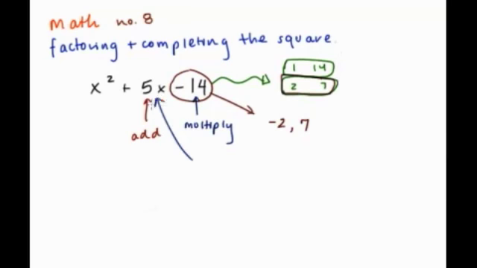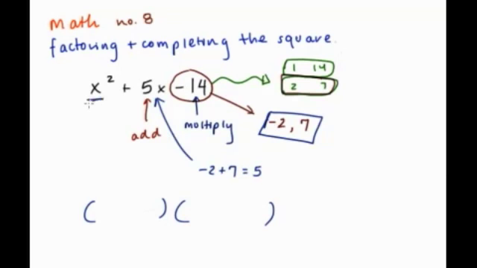So now I go back to this 5, and I quickly see if it works. Does negative 2 plus 7 equal 5? Yes, it does, so it works. This is the pair that we need. So what we do is we get two pairs of parentheses, and whatever your A term is, that's going to be what you put in the first term, and you can just plug these numbers in. So this is minus 2 and this is plus 7. So there we have it. That is our final form, x minus 2, x plus 7.